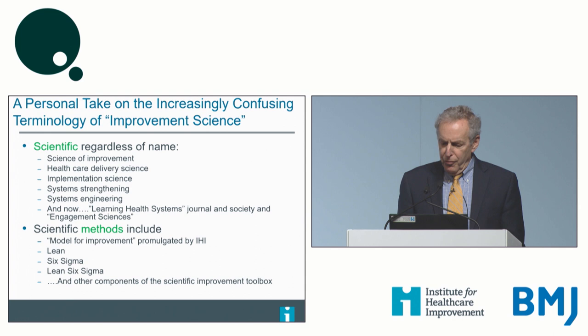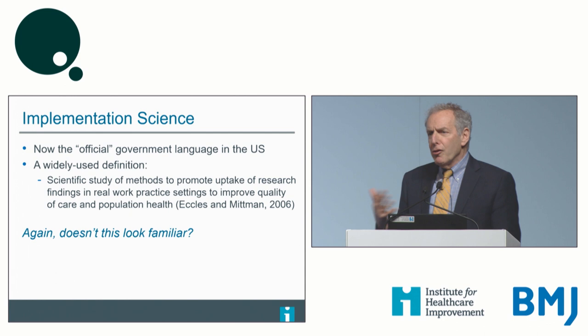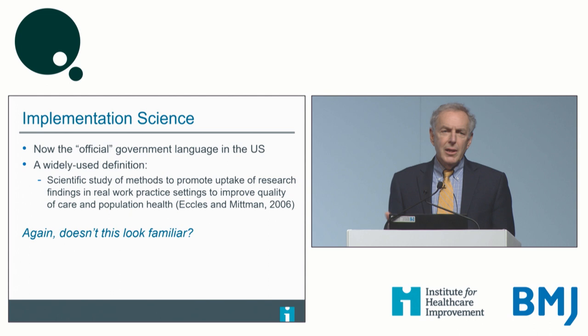Now I'm going to mention briefly implementation science, because it's kind of taken over the official language in the United States. If you want a government grant to do work in improvement, you've got to call it implementation work. And there's a 1,200 person meeting that will soon be the size of this one on implementation science in Washington.